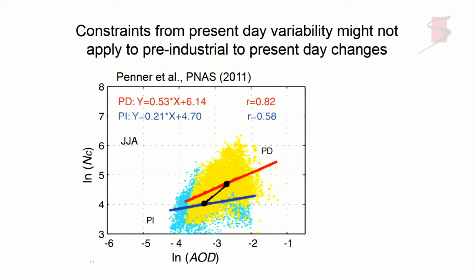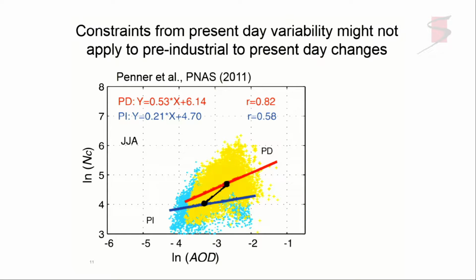She was asking the question, can we use present day, because that's all we have in terms of observations, how can we use present day variability in the system to understand the sensitivity, in this case, of the cloud droplet concentration to the AOD? These are the observable parameters that we have. They're maybe not the optimal ones, but they're globally observable. And then she looked at regressions in the present day, that's the red line, and regressions of AOD against droplet concentration in the pre-industrial, finding different slopes for each of those.